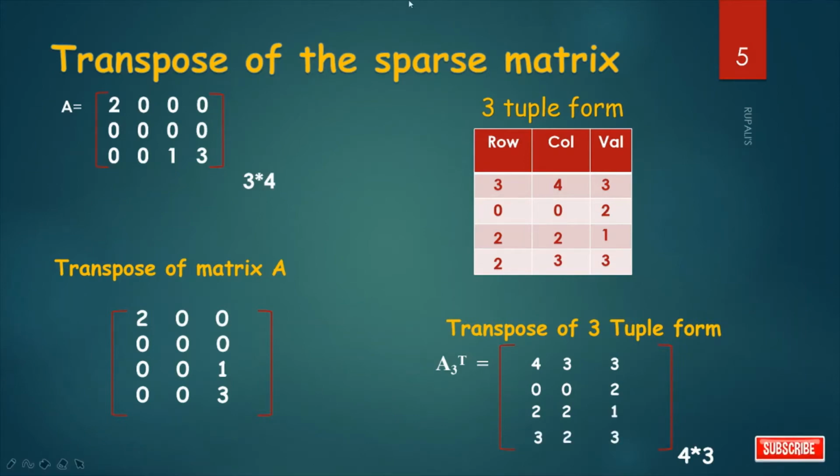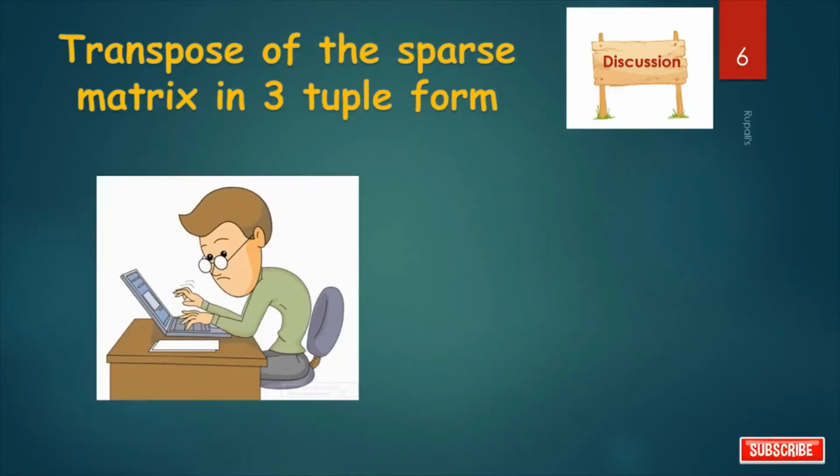Now compare the three-tuple form and the transpose's three-tuple form. Here, row value is 3, column value is 4. There, row value is 4, column value is 3. It is 0, 0, then 2, 2. Here also 0, 0, 2, 2. Next, here row value is 2, column value is 3. There, row value is 3, column value is 2. So, each row and column value are interchanged with each other. This is the transpose of the sparse matrix in three-tuple form.